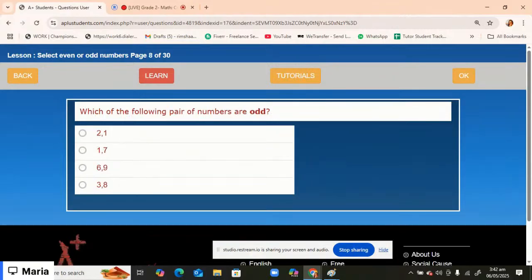So, which of the following pairs of numbers are odd? Now, let's see the first option, that is 2 and 1. Now, 2 is even and 1 is odd. So, this is not. Let's see the second option, that is 1 and 7. Now, 1 is odd and 7 is also odd. So, these both are odd. So, we can say that this is the option.